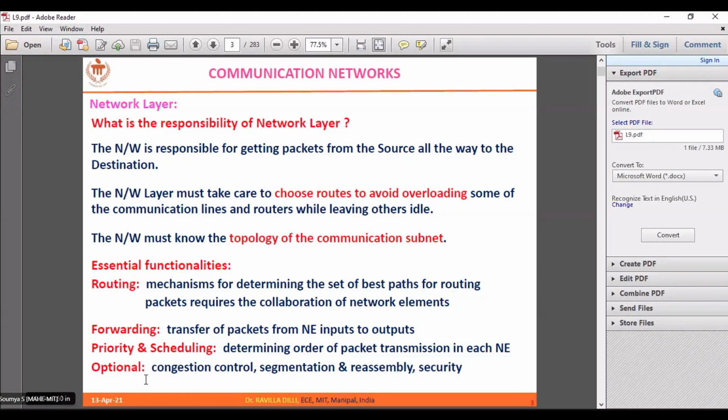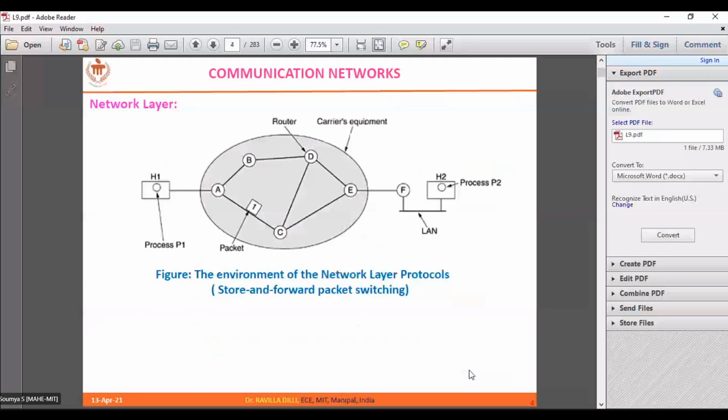Some of the other optional functions that the network layer takes care of are congestion control, segmentation and reassembly. Segmentation is to break down data with some particular rule. Reassembly is to put back all these segments to create the actual data. And then you have got some point of security also.